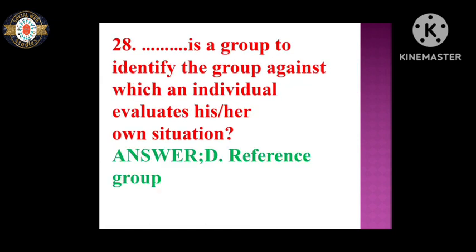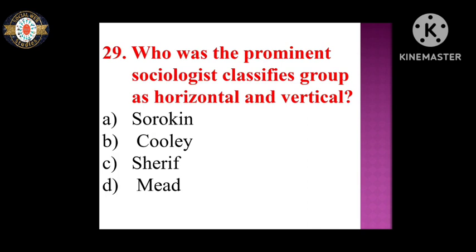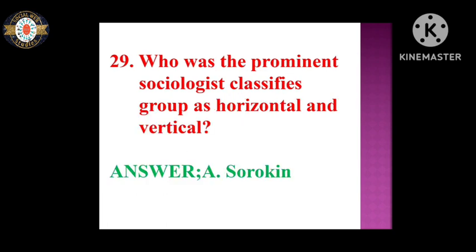Another question is who was the prominent sociologist who classifies group as horizontal and vertical? Option A, Sorokin. Option B, Cooley. Option C, Chef. Option D, Mead. Answer is option A, Sorokin.